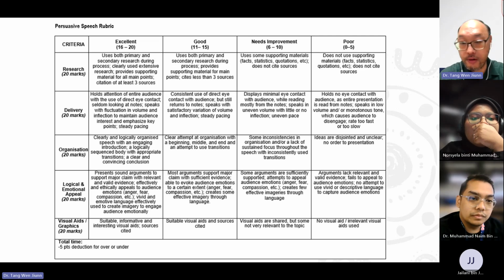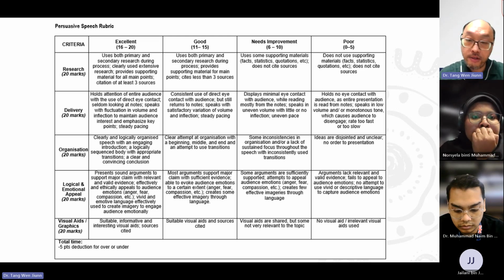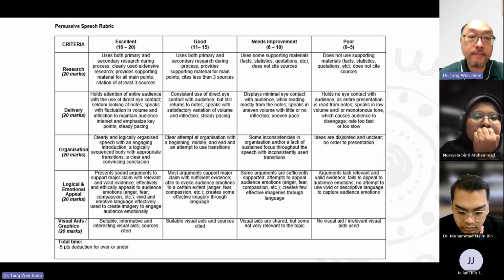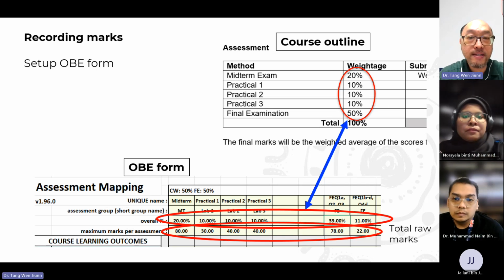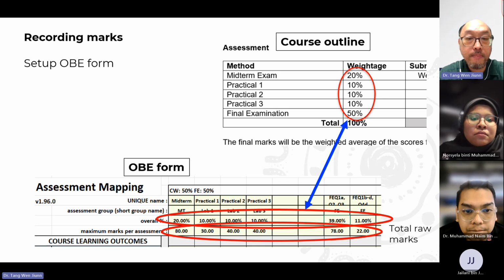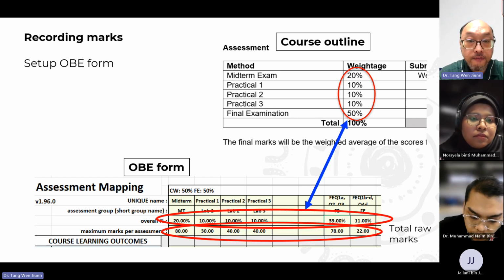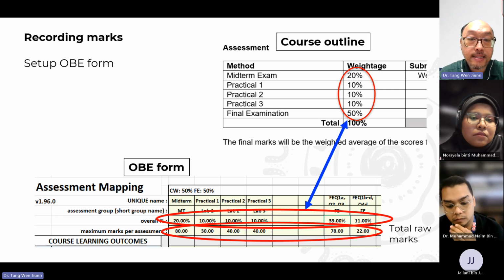Next, let's say you have done the questions, the students sit for the test, you get the results, then we have to record the marks. This will be a little bit about the processes, nothing much. In the course outlines, we have the assessment parts, so make sure this is communicated to students earlier so that they're aware of the weightage for the assessment, how many assessments they have that will contribute to the total marks.